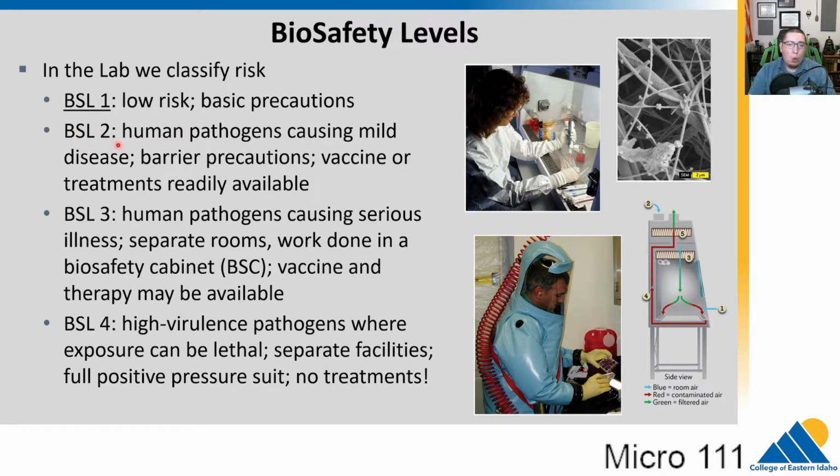BSL-2 is where we could work with human pathogens that could cause mild disease. So in this case, we might use barrier precautions, work in a containment hood. With these organisms, though, there's generally a vaccine or some sort of treatment readily available. When I worked with the plague, we worked with a weakened strain of it. So this BSL-2 is the level that we worked with.